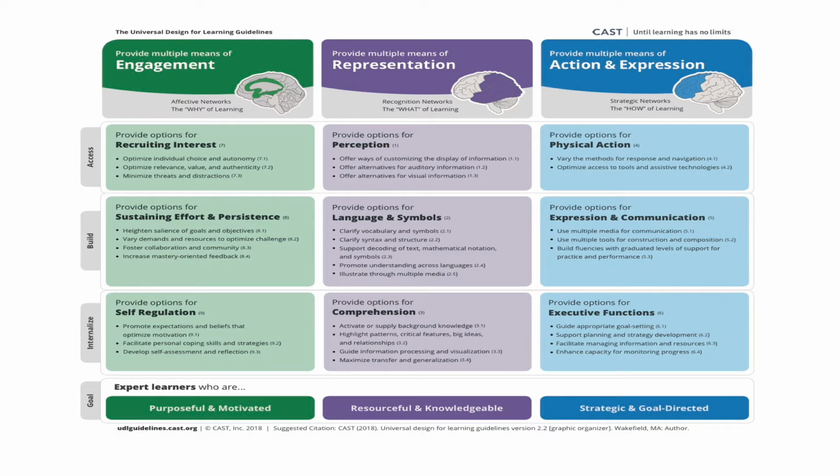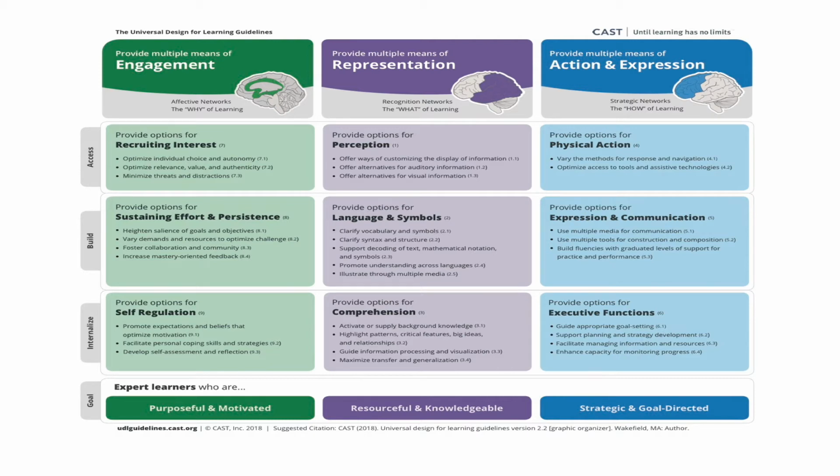Then, each guideline has multiple checkpoints. For example, Guideline 7 has 3 checkpoints, the first one being 7.1, optimize individual choice and autonomy. The principle is the overarching concept or idea of what one wishes to accomplish in terms of learning goals. The guidelines then provide specific suggestions of how you can achieve that specific principle. The checkpoints are then very specific strategies that can be used to enact that guideline.